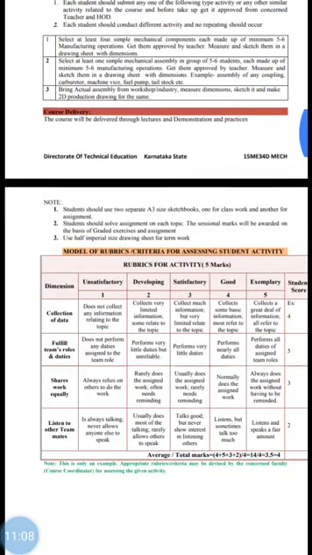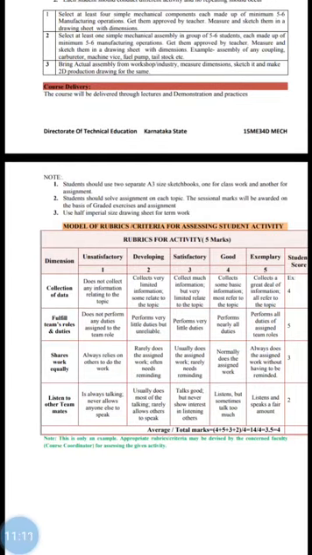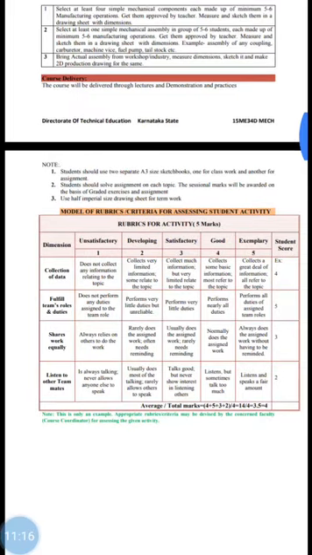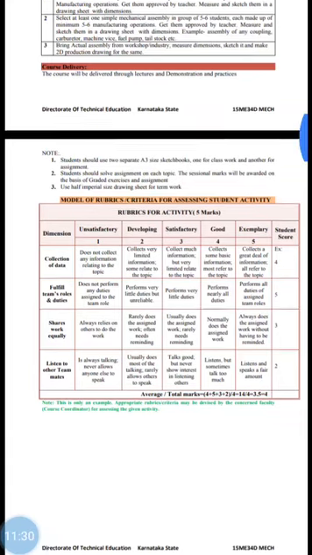Here this is the model of rubrics for the activity, how to give the 5 marks: collection of data, fulfilling the team's role and duties, sharing work equally, listening to other teammates. These are the rubrics for the activity, 5 marks.